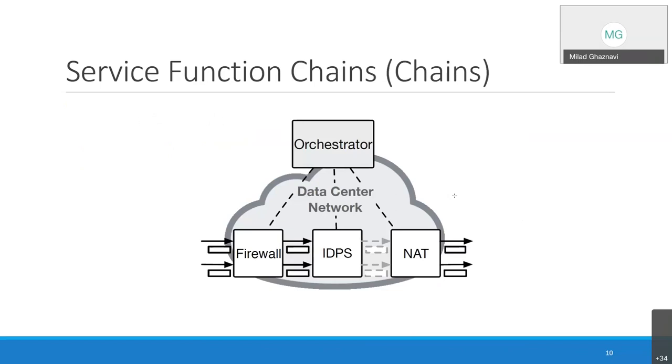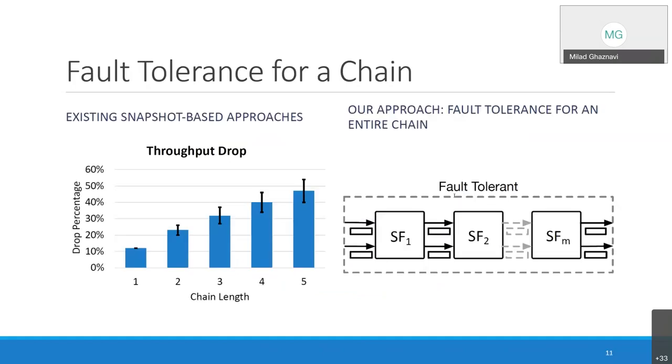Our work is to make a service function chain fault tolerant, and to the best of our knowledge, we are first to address this problem. But why is that different from making individual middle boxes, individual service functions, fault tolerant? It turns out if we use an existing snapshot-based system for a chain of service functions, the throughput drop is massive. On the left side, you see that if we have a chain of 5 middle boxes, 5 service functions, we almost lose half of the throughput because of the snapshots.